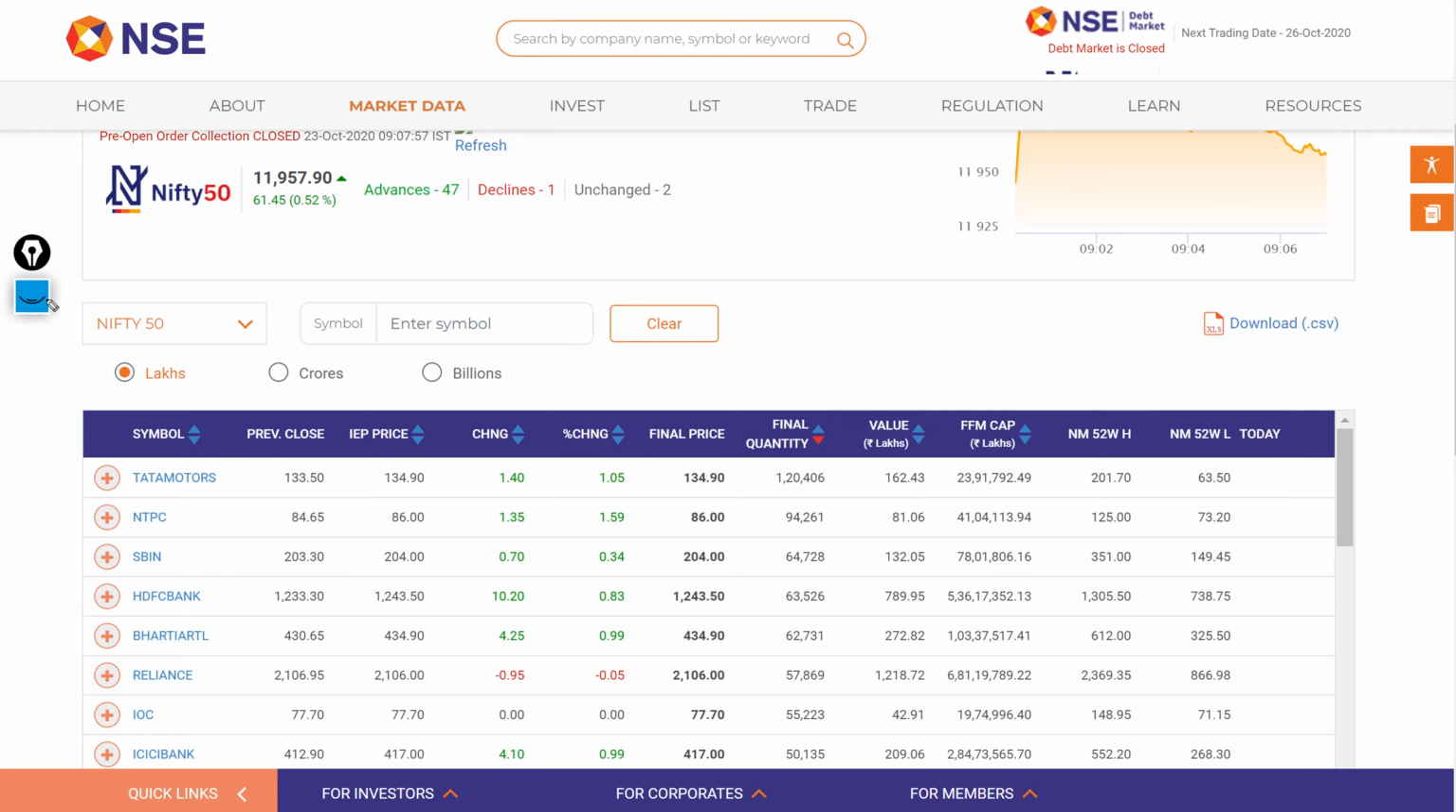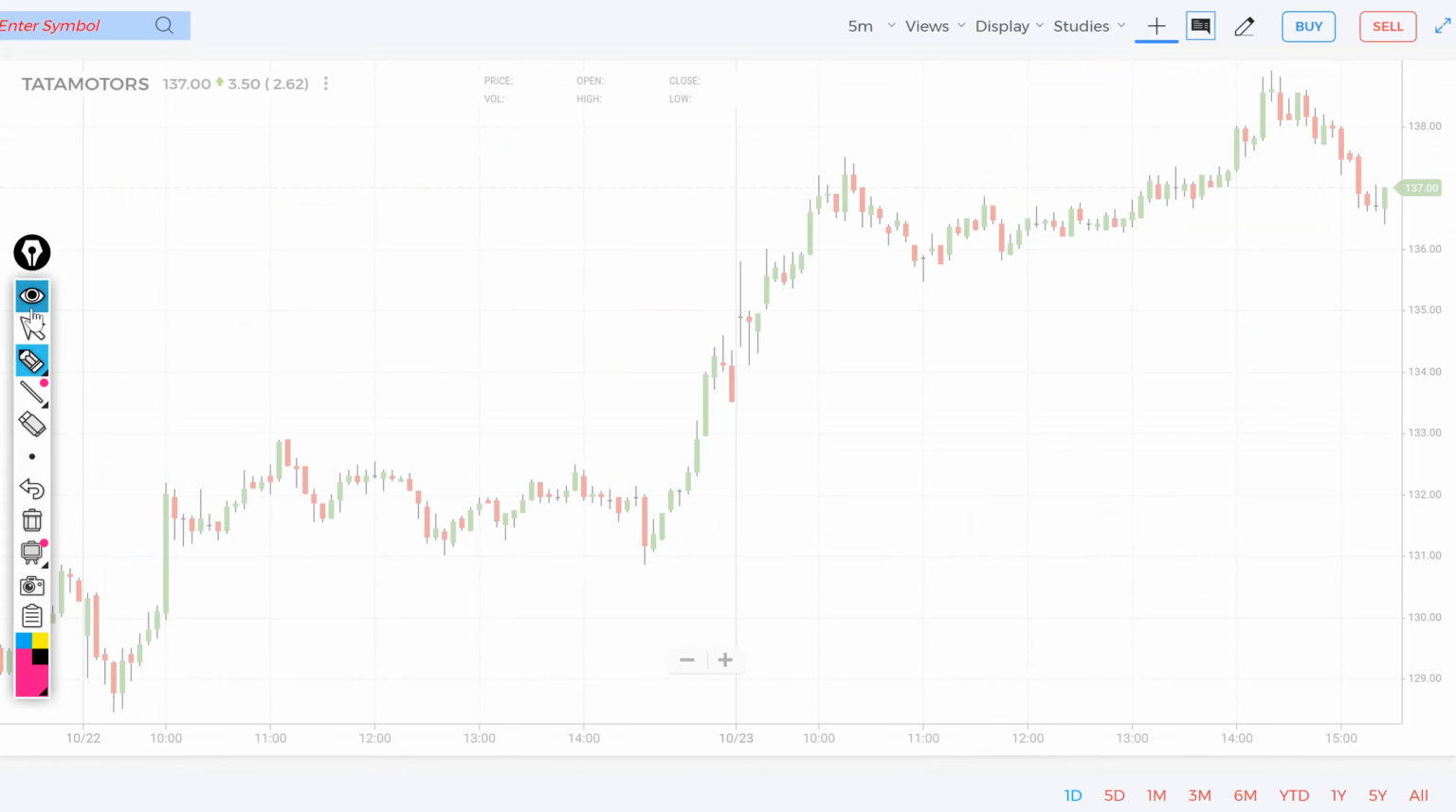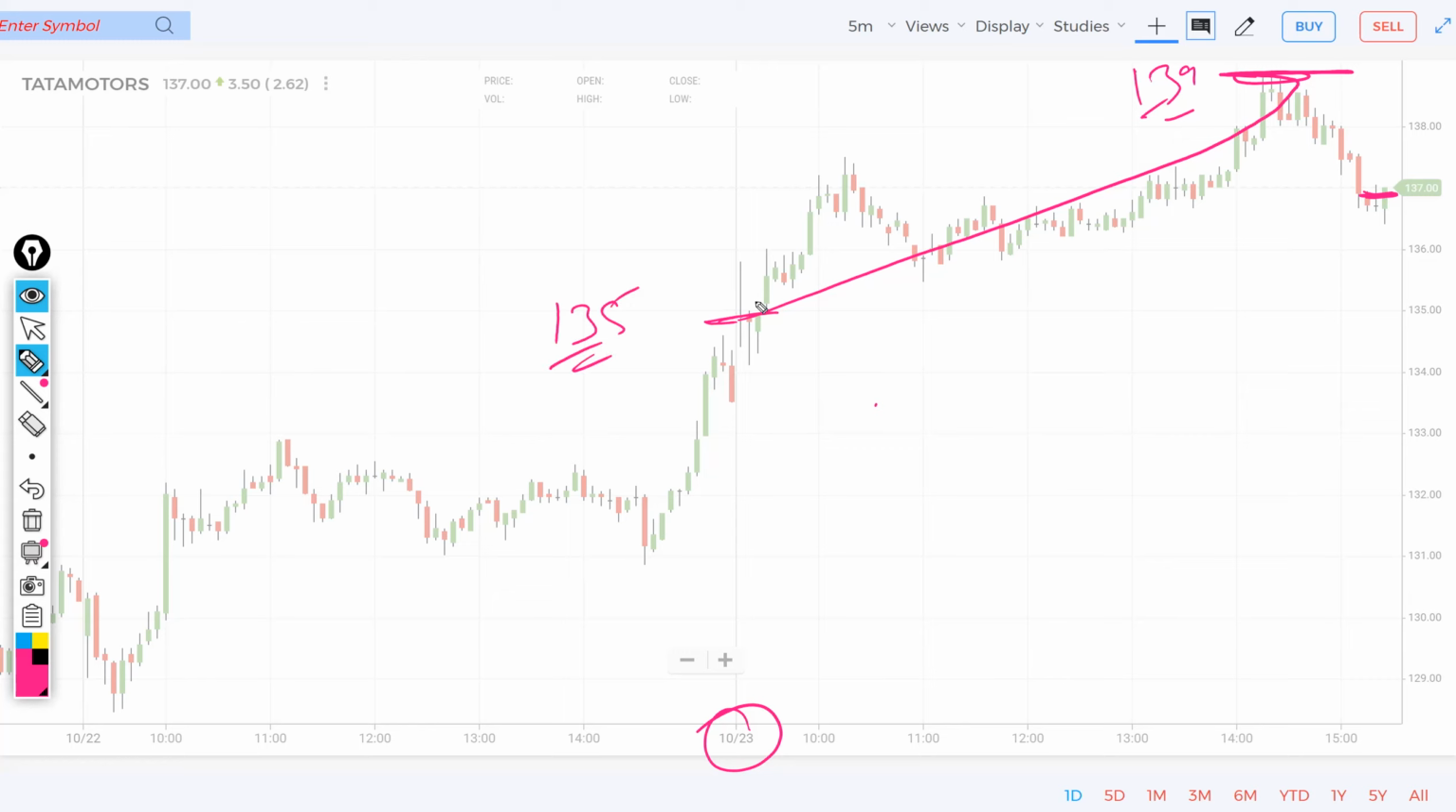Okay, so now I'm checking Tata Motors. So now this is a Tata Motors stock. If you see, this is the open position on 23rd and it closed here, but it went to the high of maybe 139 here and closed at 137, opened at 135. So now what we are saying, based on our initial candle formation, we will be entering here.